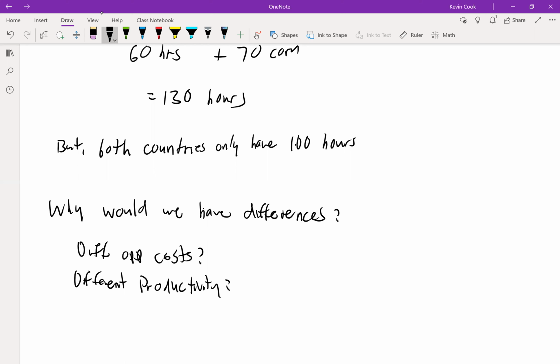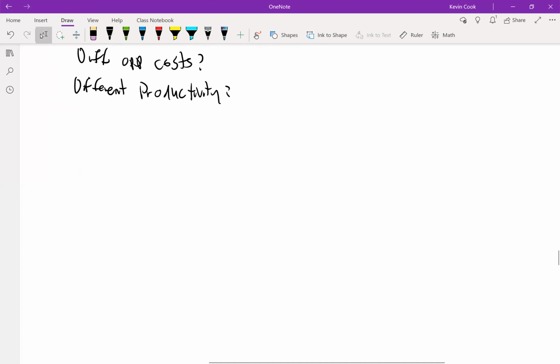But the next question that comes up is, what if you have a country that is better than the other country at both goods? So suppose that we have Canada and France.